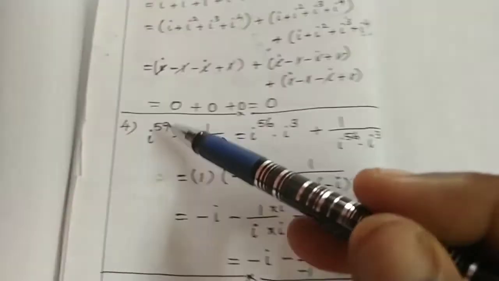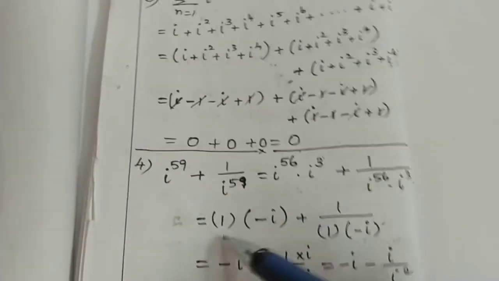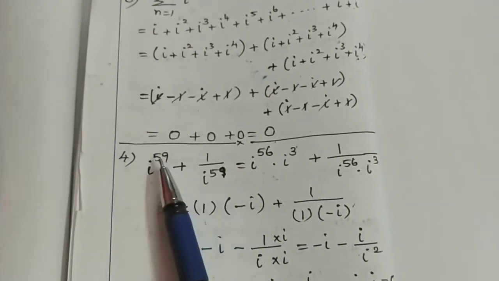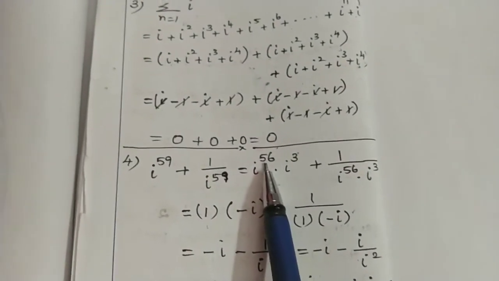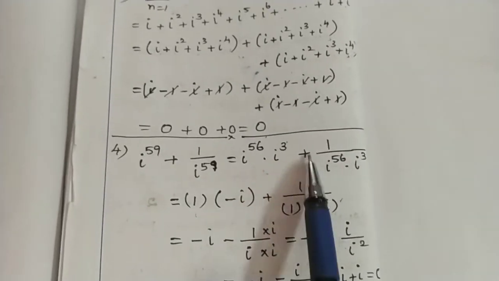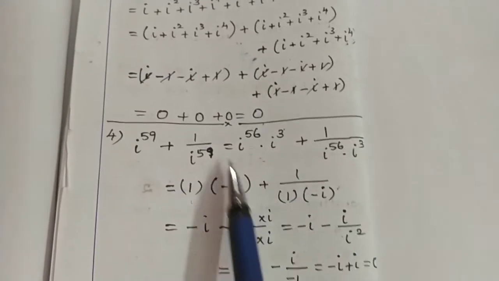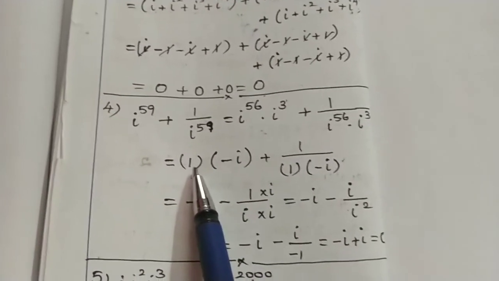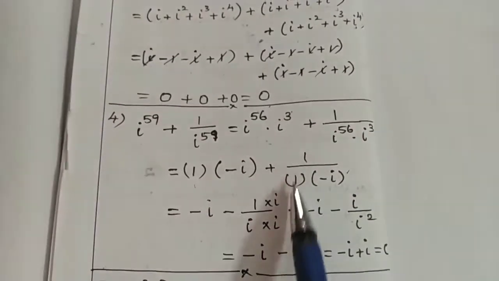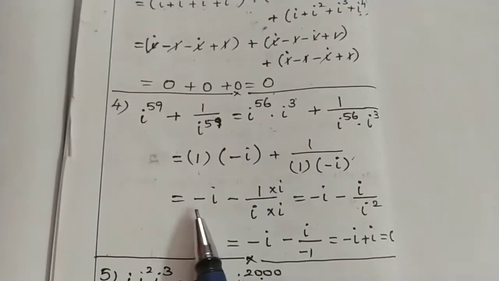Next, fourth sum: i power 59 plus 1 by i power 59. i power 56 up to this is a multiple of 4. i power 56 into i power 3, similarly plus 1 by i power 56 into i power 3. That is, i power 56 value is 1, i power 3 value is minus i. Here 1 by 1, here minus i. So 1 by minus i.